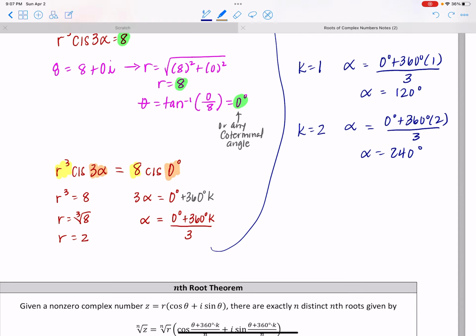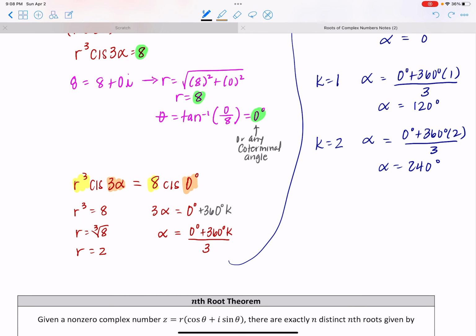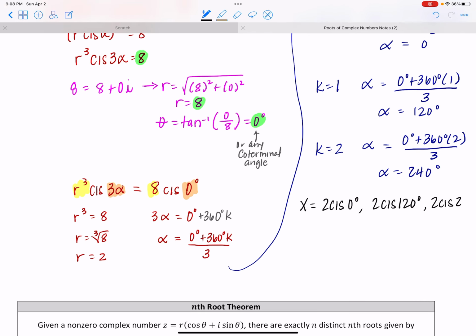Now again, let me just write out what those complex roots are going to be. So my complex roots, my solutions, are going to be based on those angles. I can say x would be equal to 2 cis 0, was the first angle. x is going to be equal to 2 cis 120. That's my second angle. And then x is equal to 2 cis 240. I said 240 and I wrote 40. 240. Right, that was my third angle. Those are my three complex solutions.